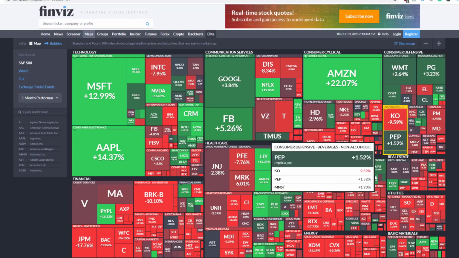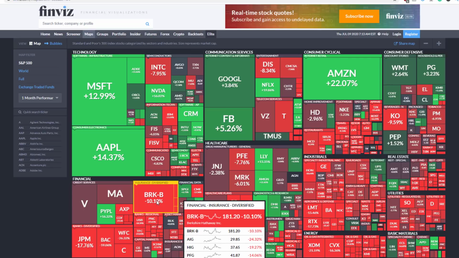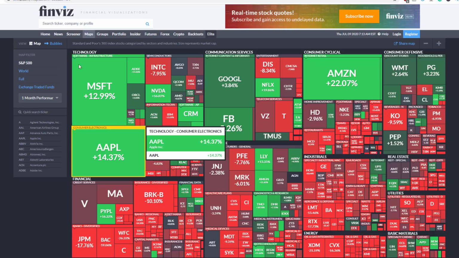You can also see some red bits here, and sometimes that then says, well, should we be looking for potential value in these sectors as well? So you can see here insurance, Berkshire Hathaway, which of course is Warren Buffett's company, has been down a little bit. Is there value there? We can go and do some further analysis soon.